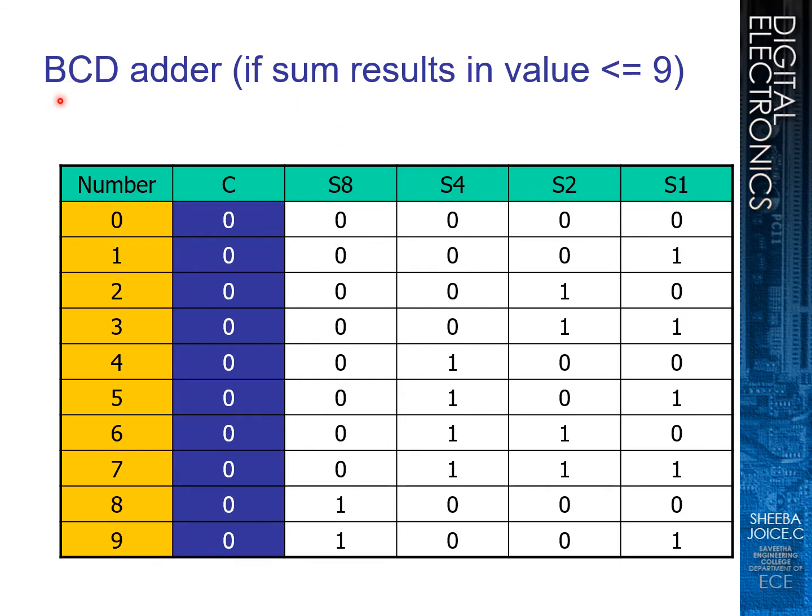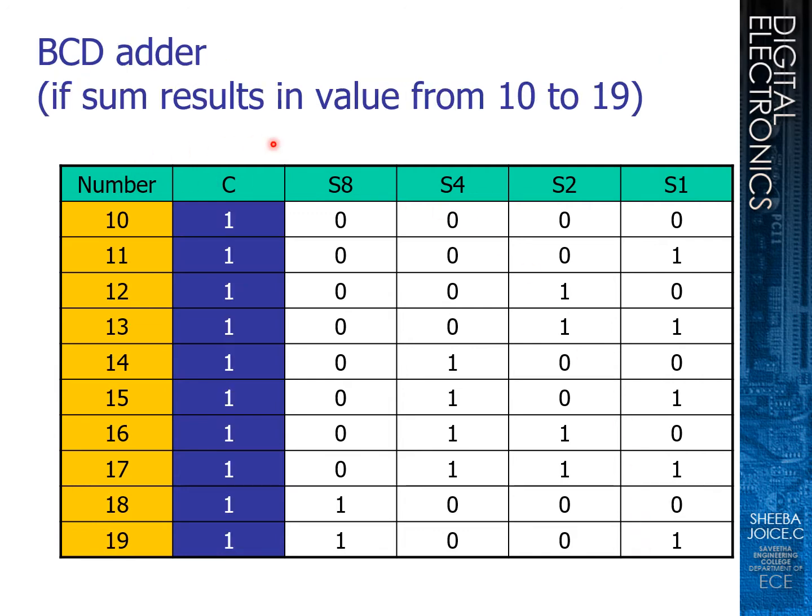Now we shall see how to write the BCD adder if the sum results in a value which is less than or equal to 9. So in this case, when the resultant sum of the BCD adder is less than or equal to 9, we can write the carry as 0 and we can write the sum as 0000 up to 1001.